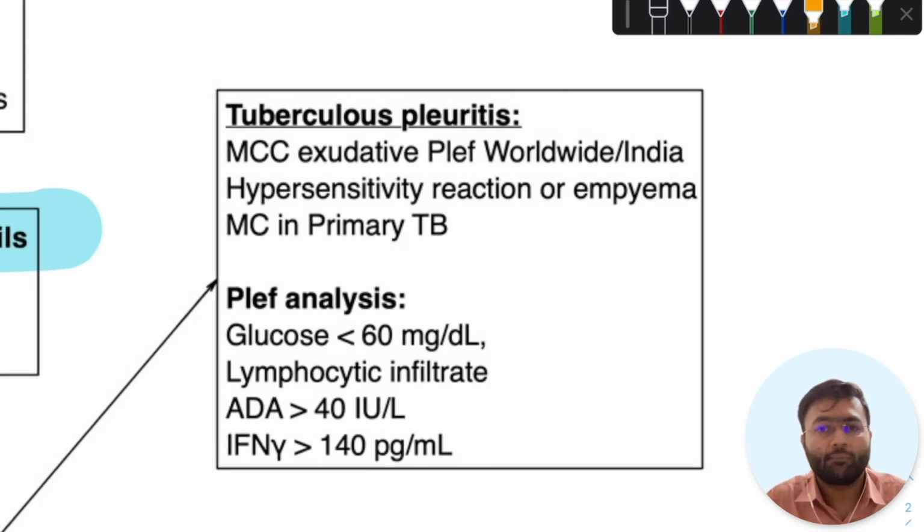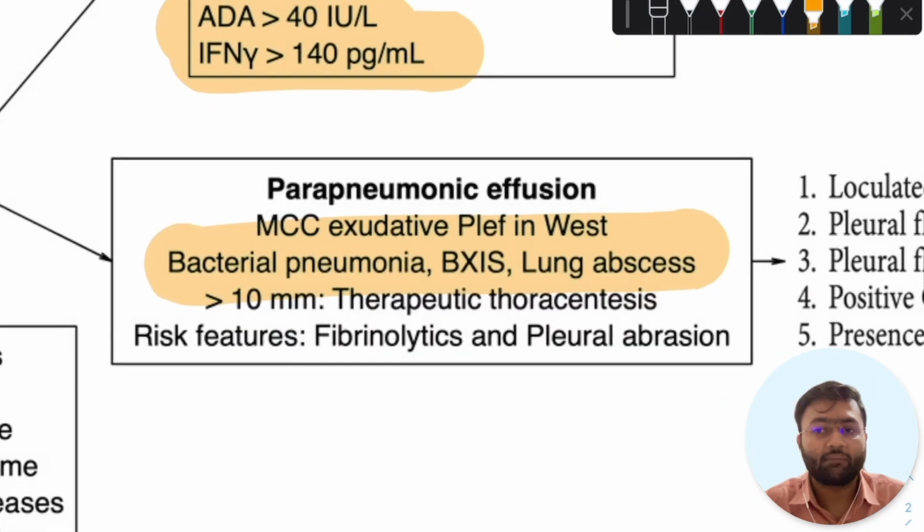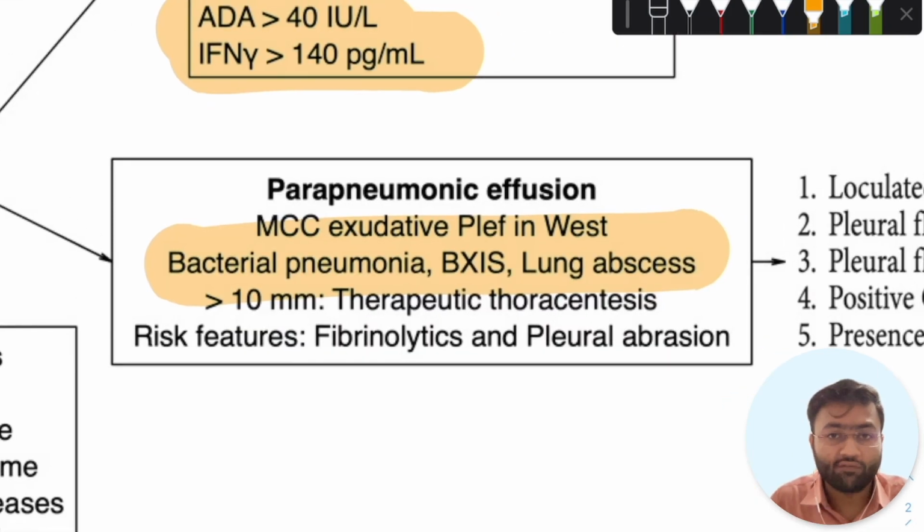It is generally seen in primary tuberculosis, and pleural fluid analysis will reveal a low glucose along with lymphocytic infiltration, and the ADA levels are more than 40 international units per liter, and interferon gamma levels are more than 140 picogram per ml. Parapneumonic effusions, the treatment is therapeutic thoracentesis if the distance of separation between the chest wall and the lung is more than 10 mm.